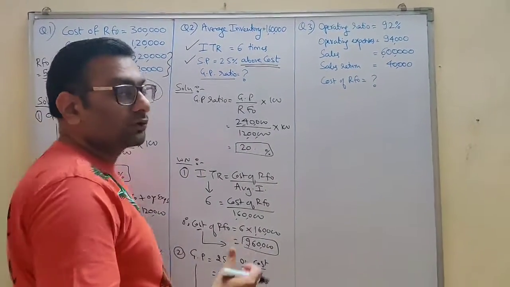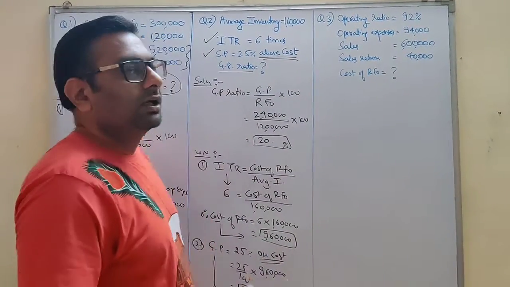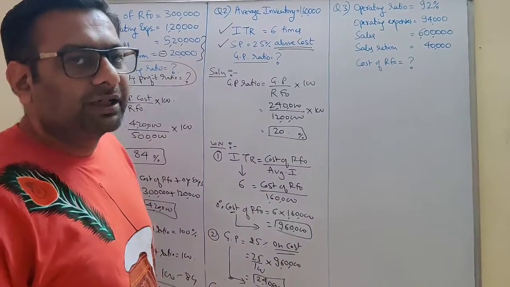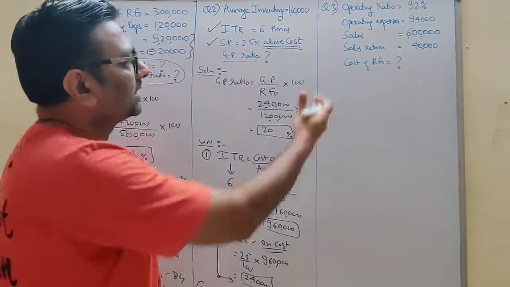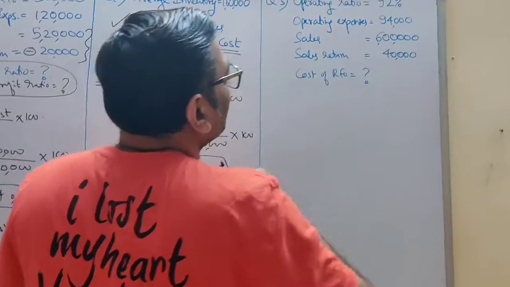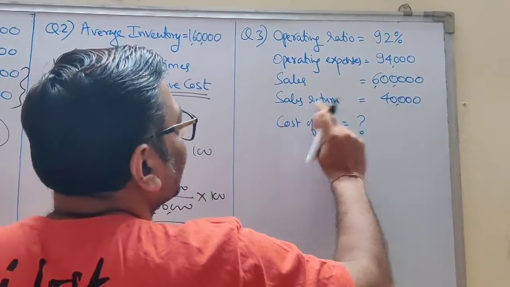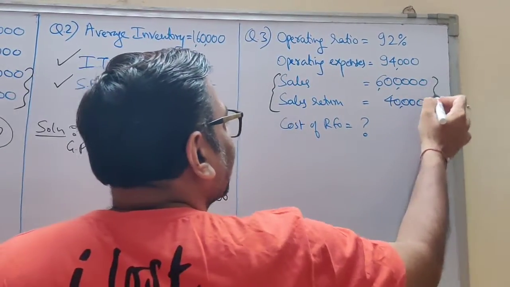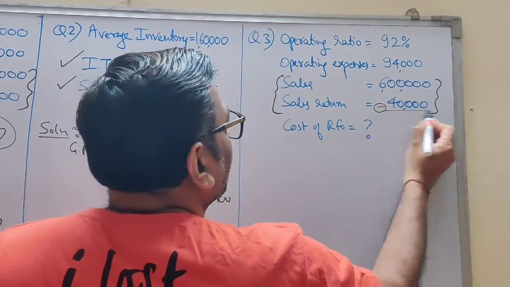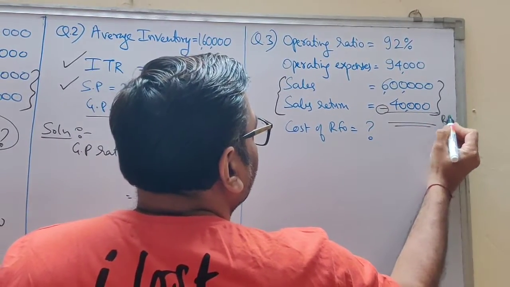This is how you will solve the sum. If you have not understood, you can replay the video again and again. You can go through it so that you will understand. Now the last sum. Operating ratio is given. Operating expense, sales return. If you minus this, you will get to know RFO.